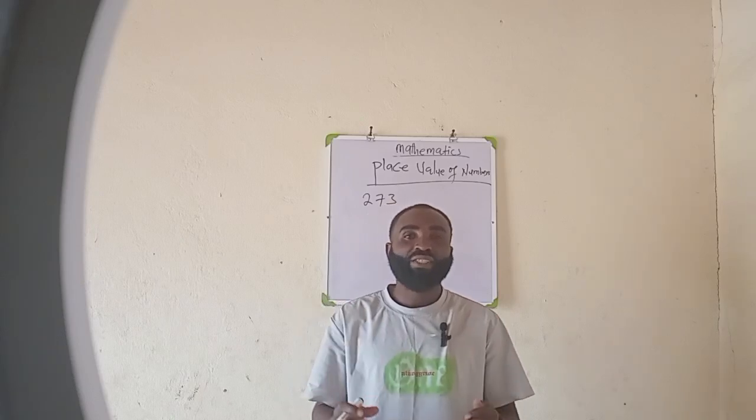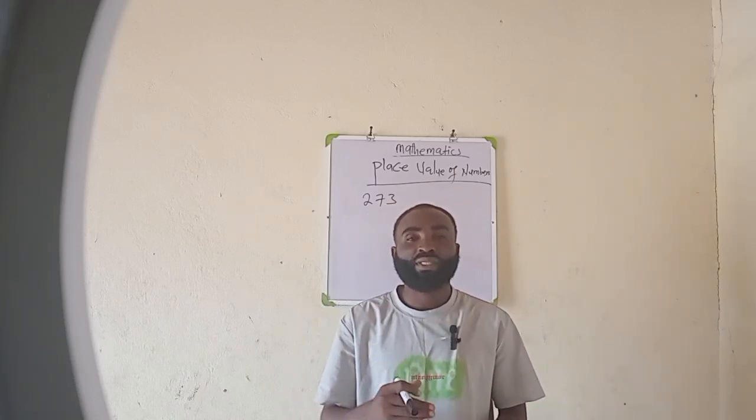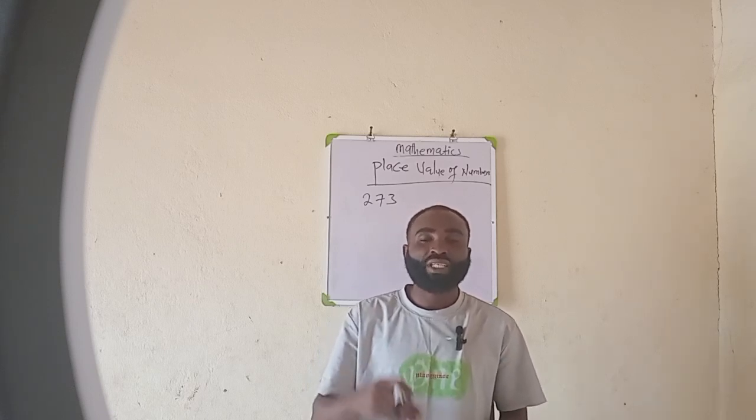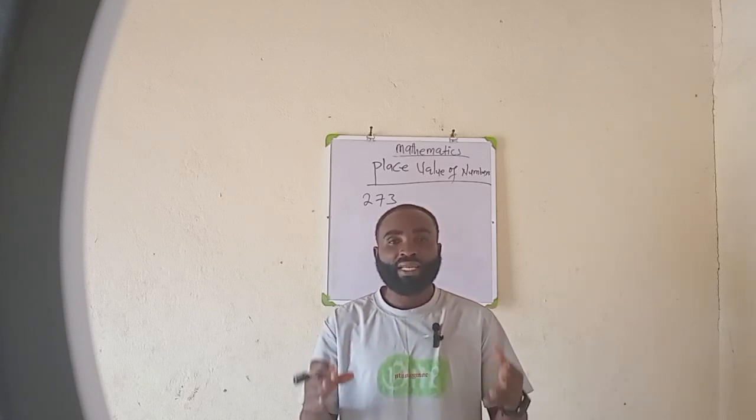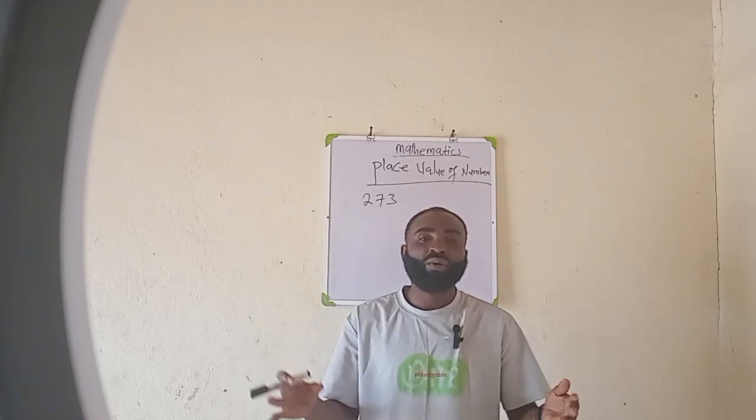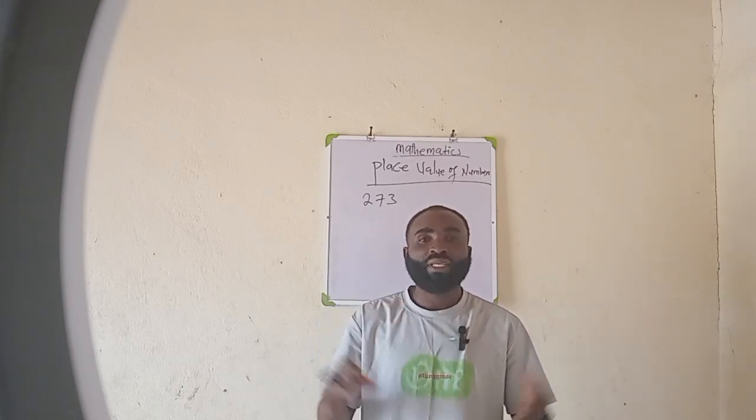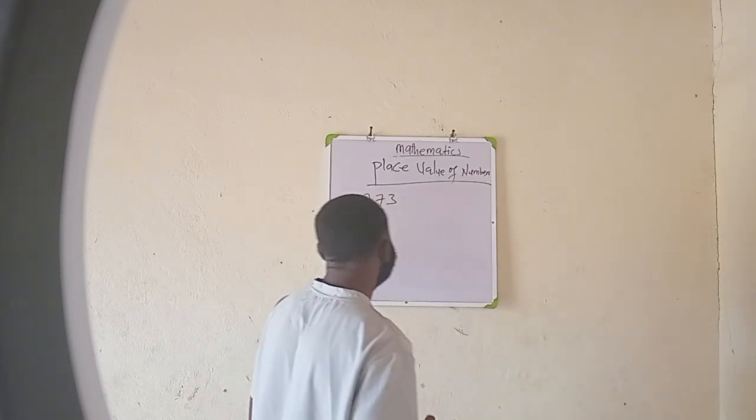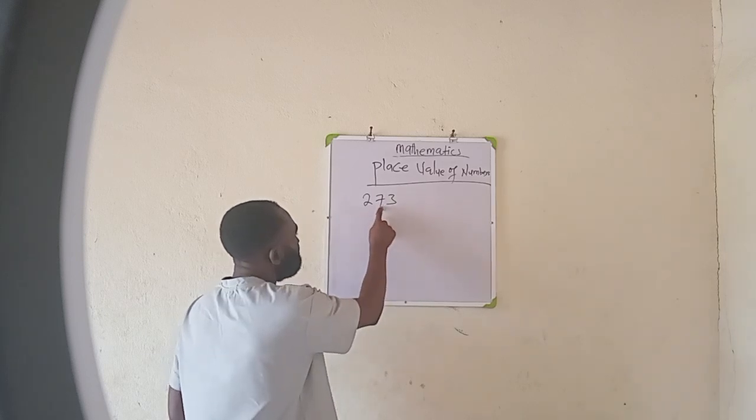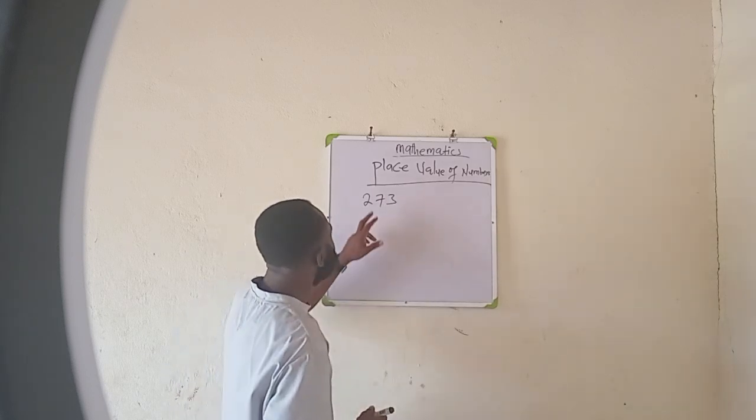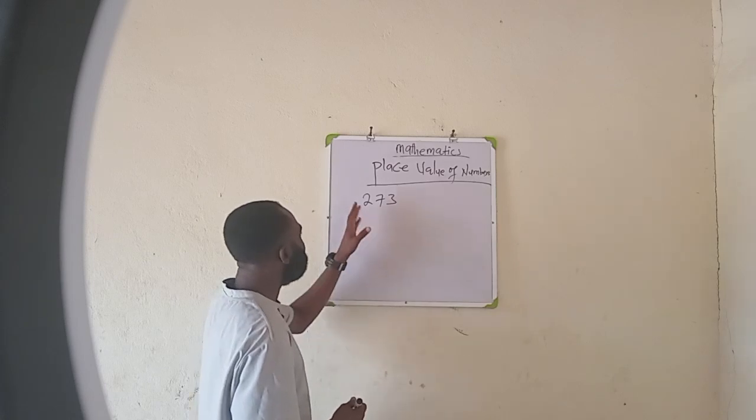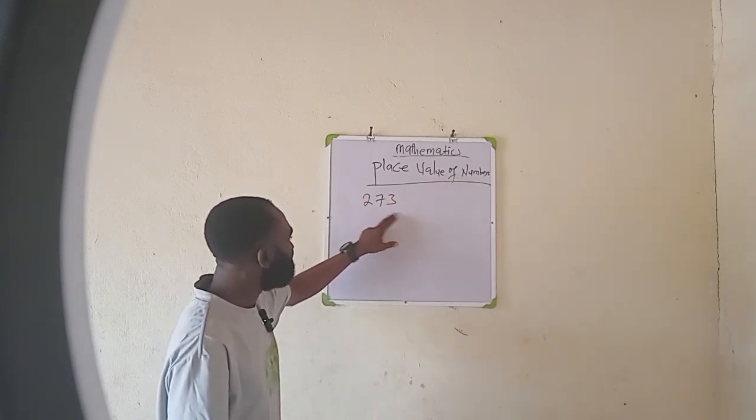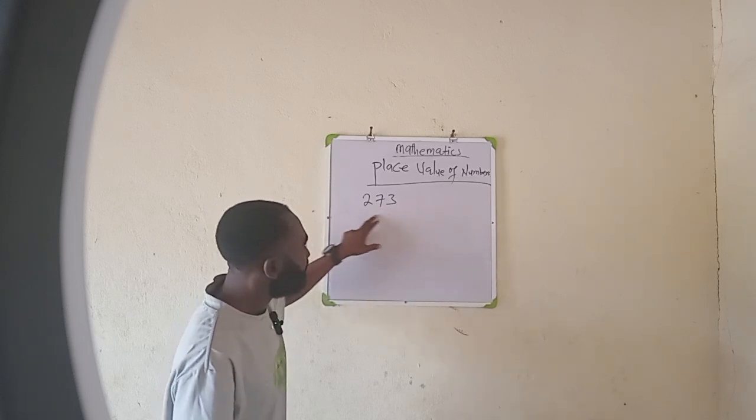I will show you everything you need to know when dealing with a bunch of numbers. That is a big number. You want to know each and every digit position in that particular given number. I will show you the place value of each figure in any number at all. So this is how. Let's take for example, we have 2, 7 and 3 here. This is 273.